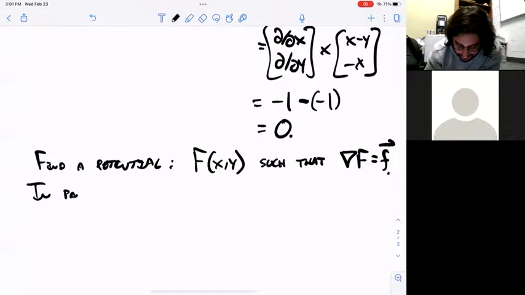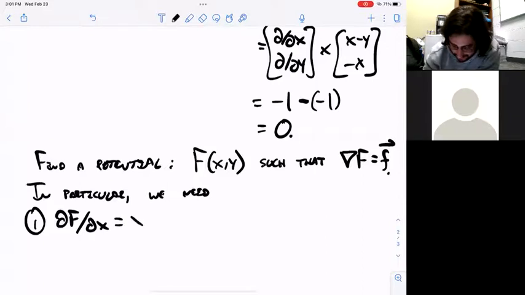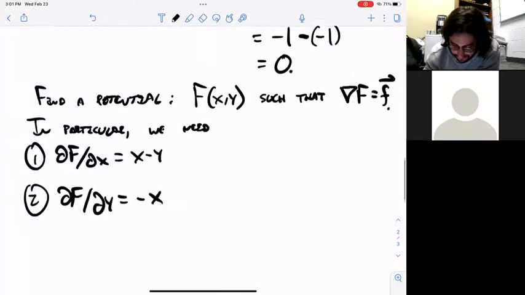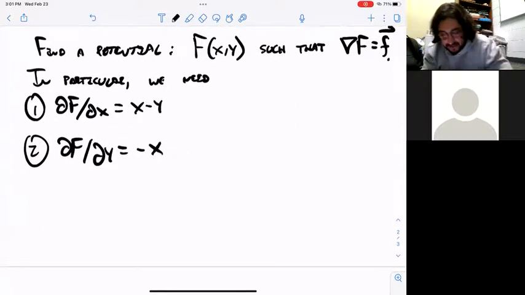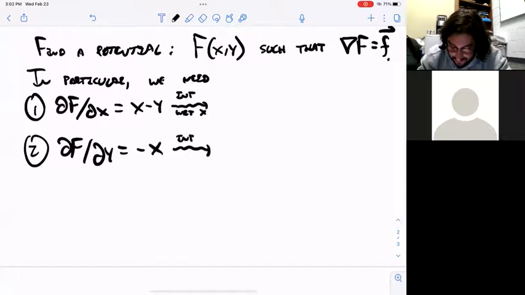In particular, we need two things to be true, right? We need equation 1, I need that df dx, that partial derivative, equals x minus y, the first component, and I need that df dy equals negative x, the second component, right? Now here I can integrate both of these equations. So here I'm going to integrate with respect to x, and then on the other one I'm going to integrate with respect to y, right?